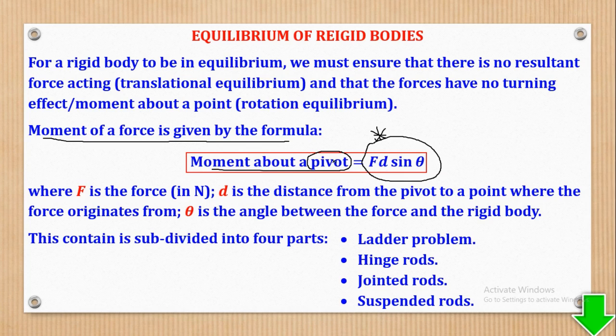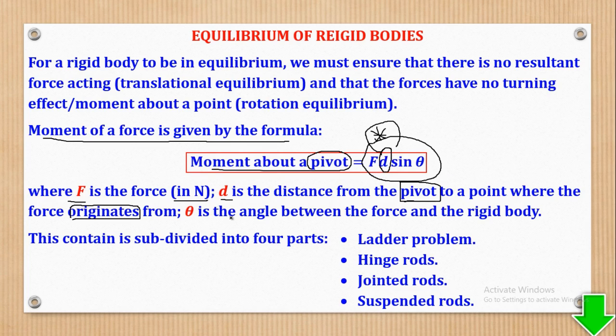So what is F, what is D, and what is theta? F is the force, and that force has to be in newtons. If it is not, you have to convert it. For example, if it is in kilonewtons, you have to convert it to newtons. Then D is the distance from the pivot to the point where the force originates from. So know those two: the distance between the pivot and the point where the force originates from. Getting this value of D is what disturbs most students, so you have to know how to get D.